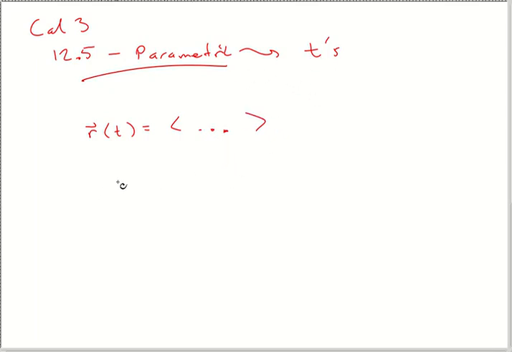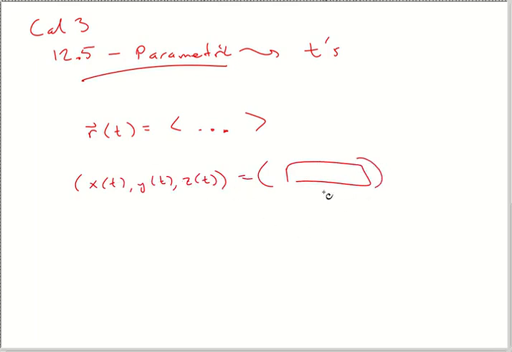So another way that they'll sometimes want it, they'll say x of t, y of t, z of t, equals, and then they'll have a big old box here. And so it's basically the same thing. It's the same answer here. You're just putting it in a different format.